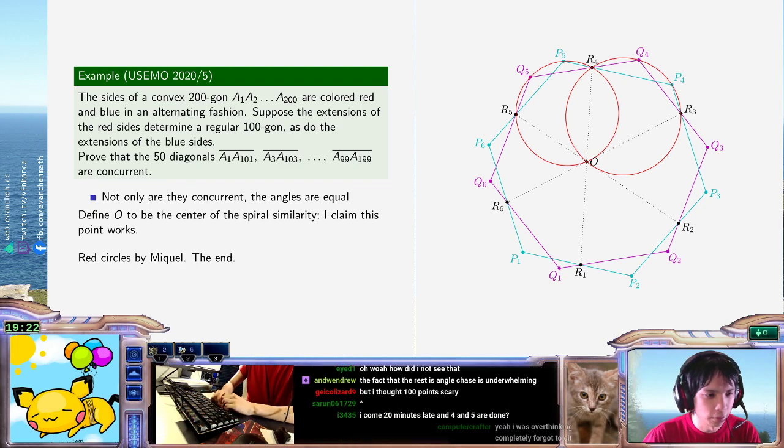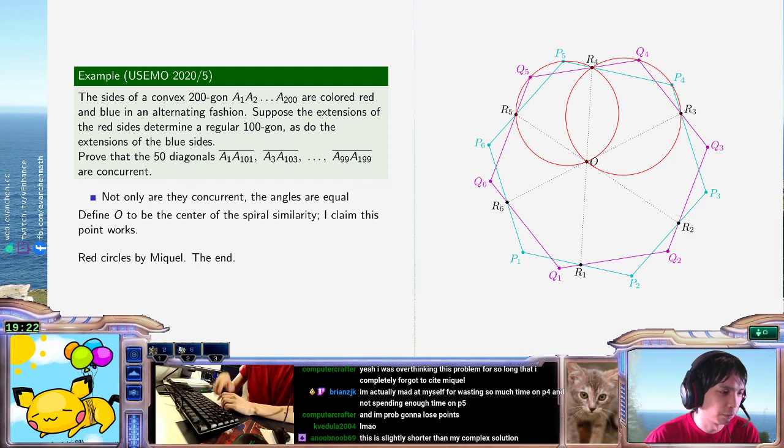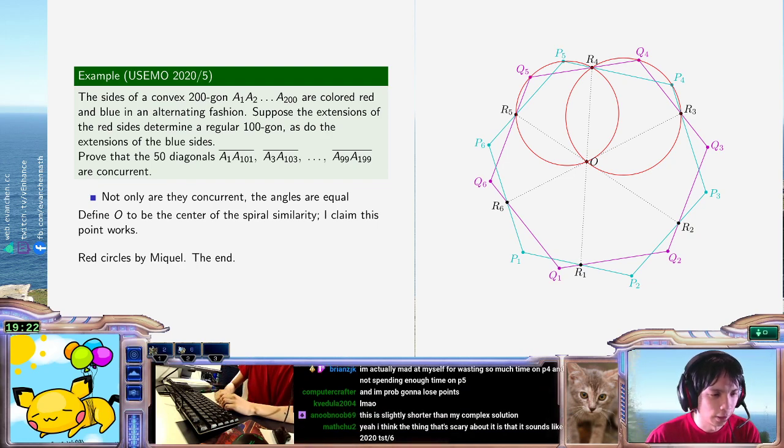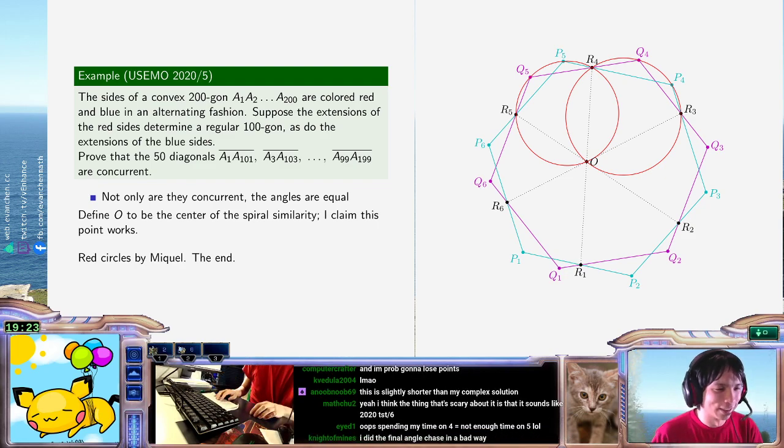The moral of the story is that if you are a person that knew spiral similarity, you should have done problem 5 instead of problem 4, and hence do all 3 problems. No matter how many times I say this, no one ever listens to me. I'm just like, do all 3 problems.